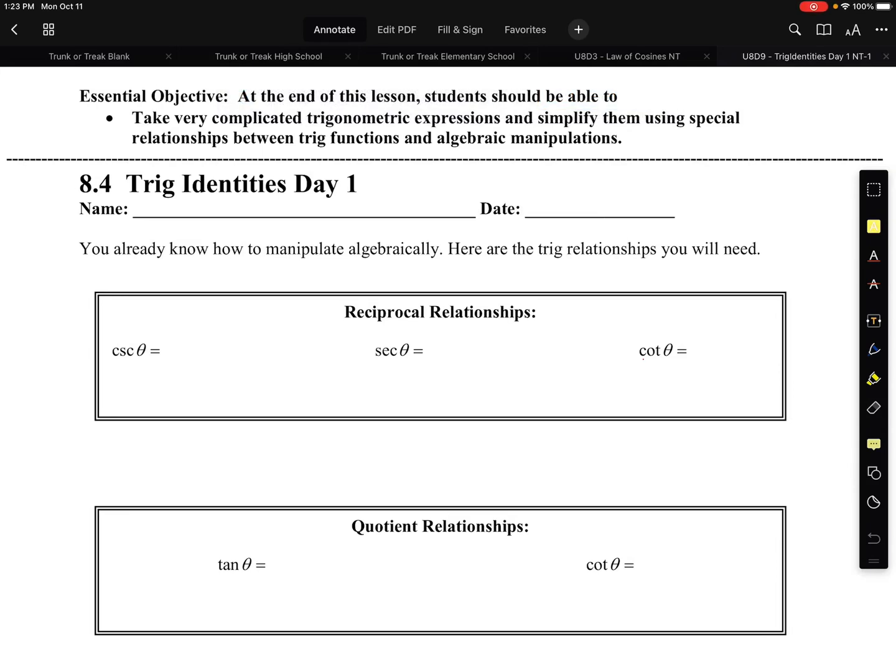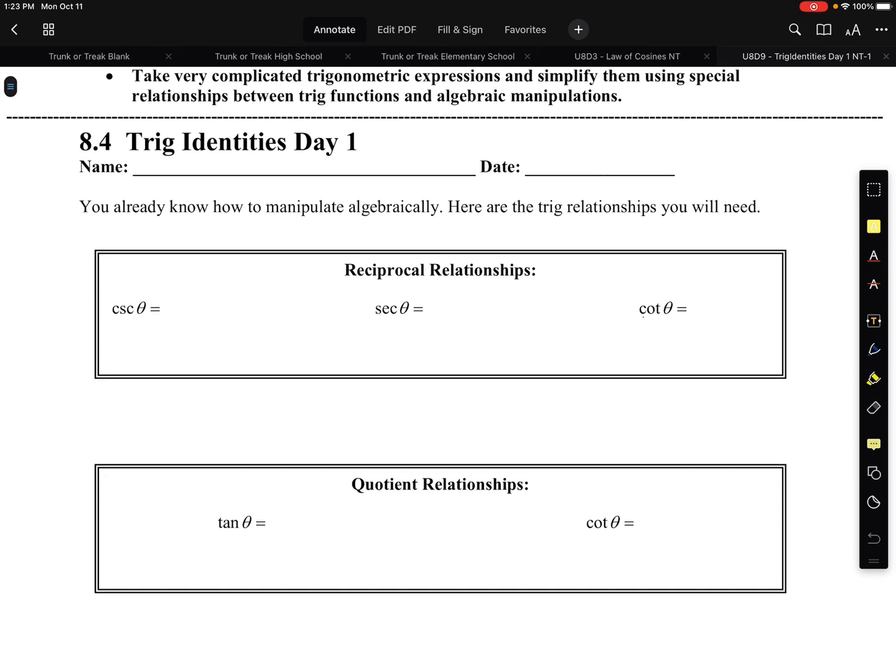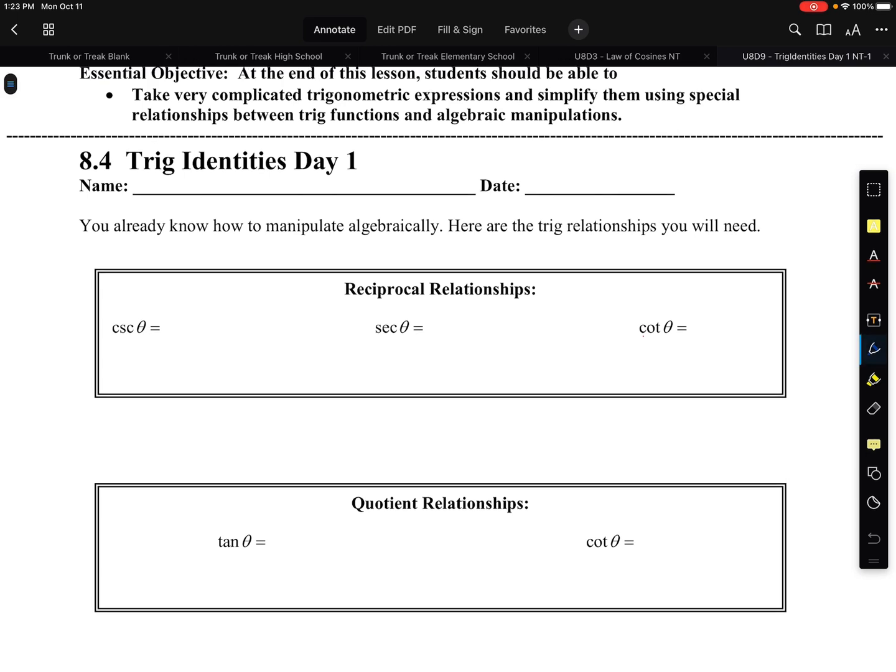Alright, people, trig identities day 1. Some of these are more important than the others. Some things you already know. Cosecant is 1 over sine. Secant's 1 over cos. And cotan's 1 over tan. And it goes the opposite there. If we have sine, that is 1 over cosecant. If we have cos, that's 1 over secant. If we have tan, that's 1 over cotan.